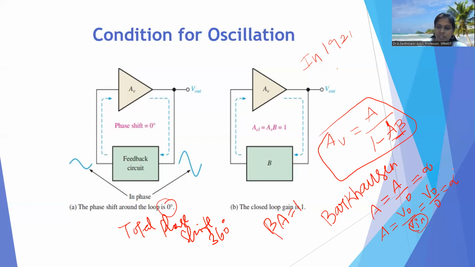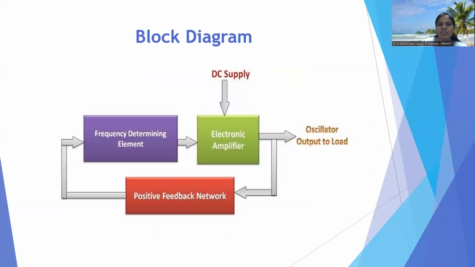Then we will see the block diagram of an oscillator. In an electronic amplifier circuit, we take some part of the output and feed it back to the input. That is the positive feedback network. That is fed back to the input. This is a frequency determining element. Here the feedback is added with the input signal. So we will get the output on this side. So this is a simple block diagram of an oscillator.